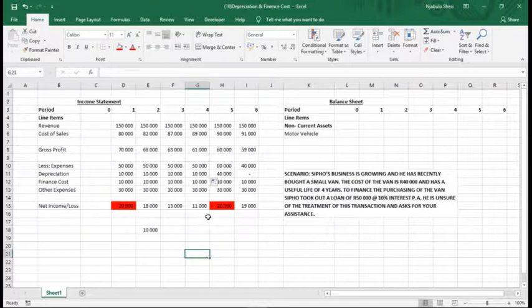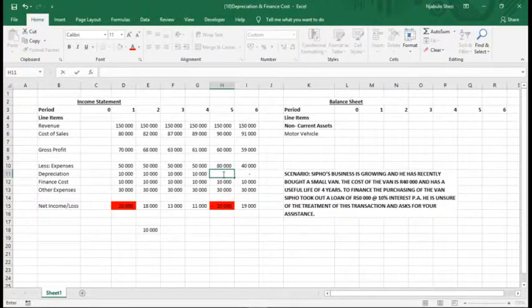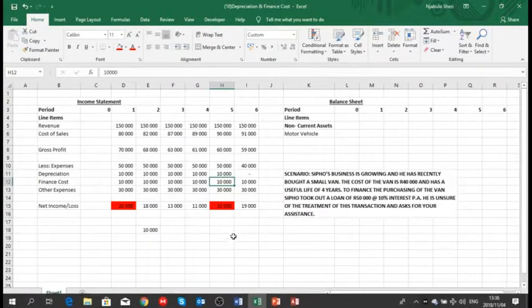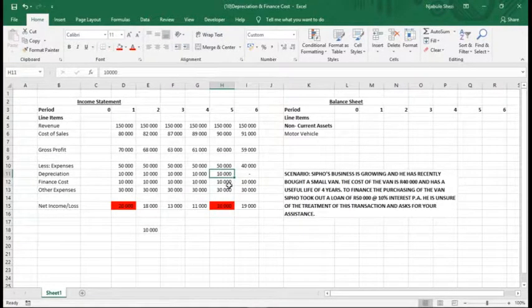Now this is a correct treatment of depreciation. We've allocated this depreciation over 4 years. And then at the beginning of the 5th year, Sipo will purchase another vehicle at 40,000 rands, and his depreciation expense will be 10,000 that year and 10,000 in the following year. This is the correct treatment of depreciation. Let me just change the color of this cell.